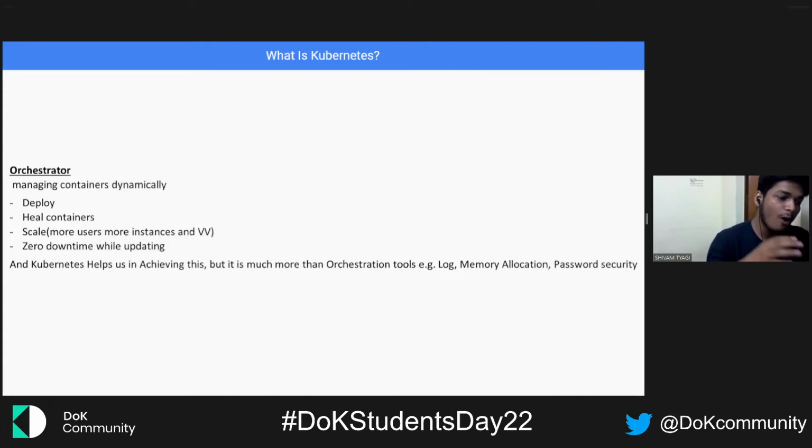And not just that, it is not a mere orchestration tool. It also helps us achieve other things besides managing the pods, such as memory allocation, password security, and logging, keeping a log of everything, and also making sure that there is zero downtime. Let's say you own a big company such as Twitter and there's downtime, definitely the people would not be very happy about it. That is the kind of deal that Kubernetes saves us from.